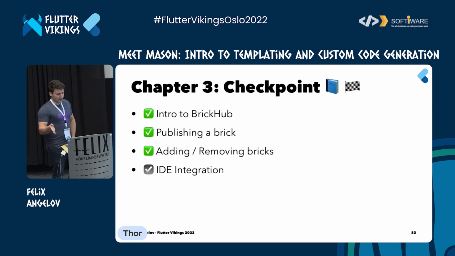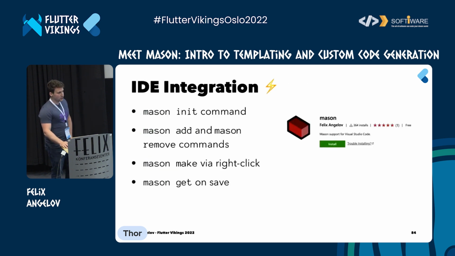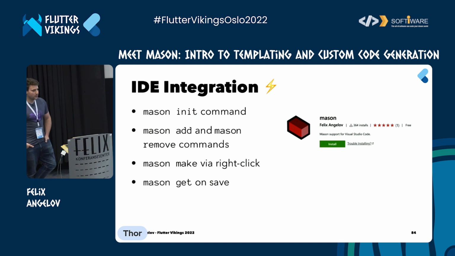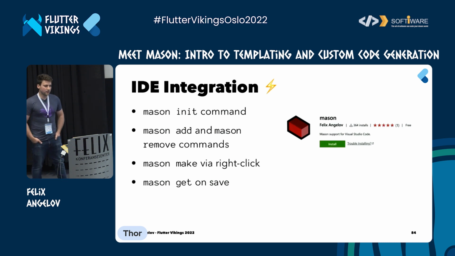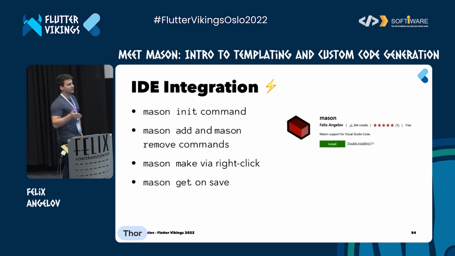So we've taken a look at how to add and remove. One thing I want to touch on is it's still really early stage, but there is some IDE integration for VS Code. So you can install the VS Code extension currently and initialize Mason in your current directory, add and remove templates. My favorite, which is just right-click to make, so you don't have to be in the command line. And also another fun thing is if you're modifying a mason.yaml file, any changes will automatically run a get for you, so you'll always have the most up-to-date dependencies without having to run mason get manually. This is similar to the Dart extension when you save your pubspec.yaml.